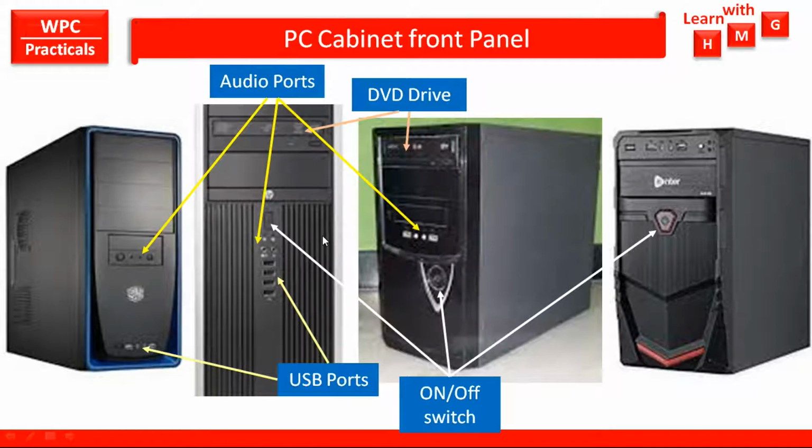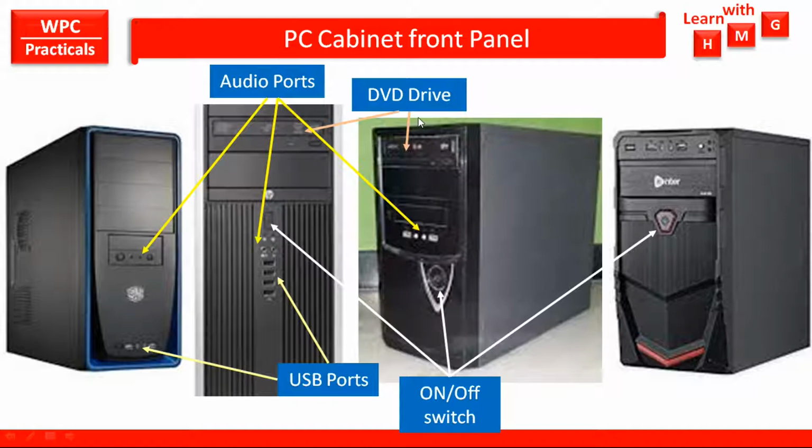Then there are certain USB ports available on the front side. So here in this cabinet 4 USB ports are available. Here also some USB ports are available. Here also a USB port is available, and here also a USB port is available. Then there are some audio ports, that is speaker out and mic in. So here these are 2 audio ports, here these are the 2 audio ports, here also 2 audio ports, and here these are the 2 audio ports.